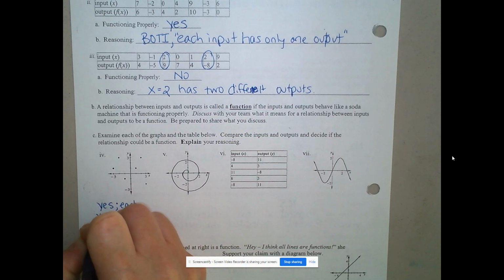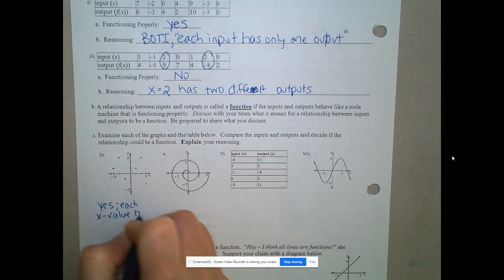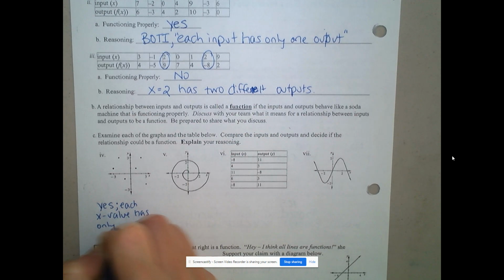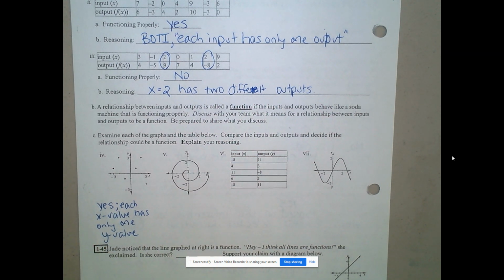Each x value has only one y value. That's just another way of saying each input has only one output.